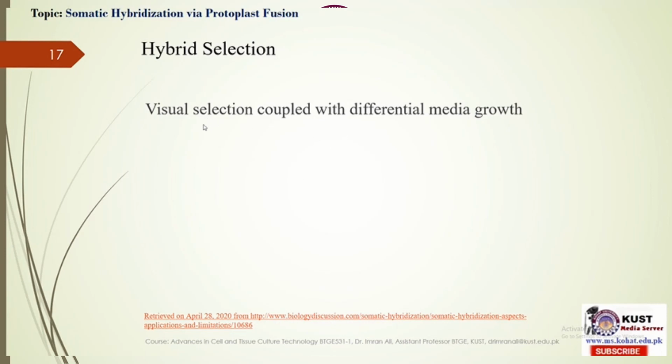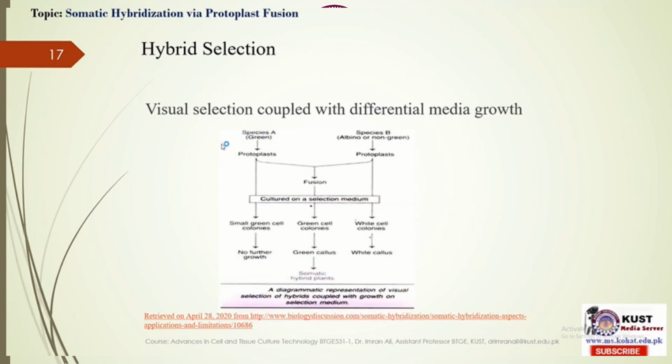The more efficient one is to combine those visual selection methods with differential growth media. Now, there exist certain natural differences in the sensitivity of protoplasts to the nutrients of a given medium. Thus, some media can selectively support the development of hybrids, but not the parental protoplasts. Here you can see a diagrammatic representation of visual selection coupled with the growth of heterokaryons on selection media.